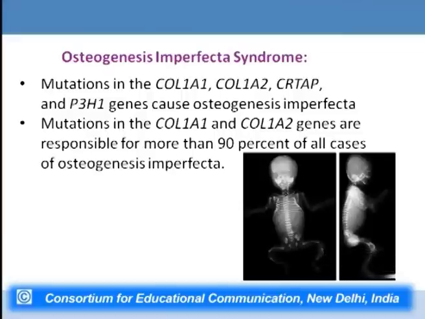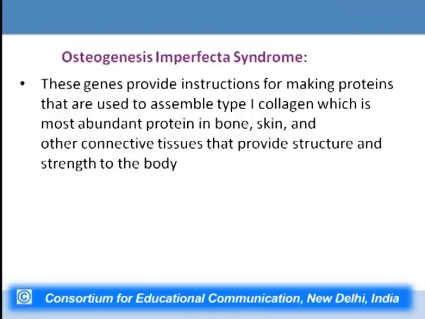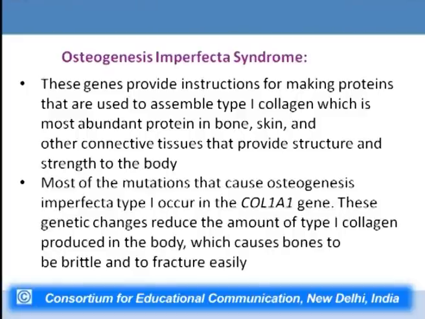Now, as can be seen in this panel, the individual's spine appears disfigured because of the malformation of collagen. Now, the COL1A1 and COL1A2 genes provide instructions for making collagen, which is the most abundant protein found in bone, skin and other connective tissue, which provides structure and strength to the body. If the gene is mutated, then we can very well guess the effect it will have on the body of the embryo.